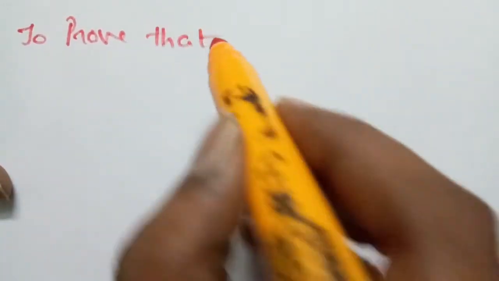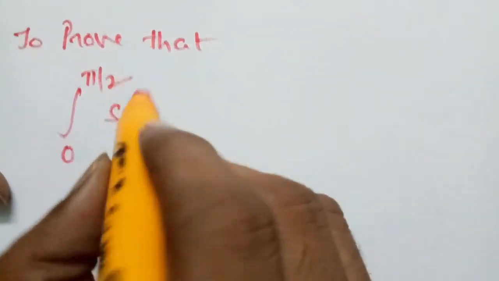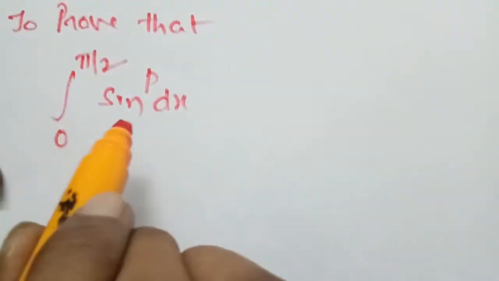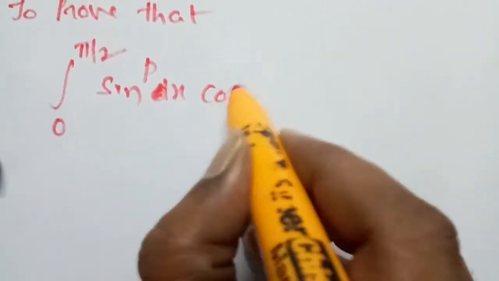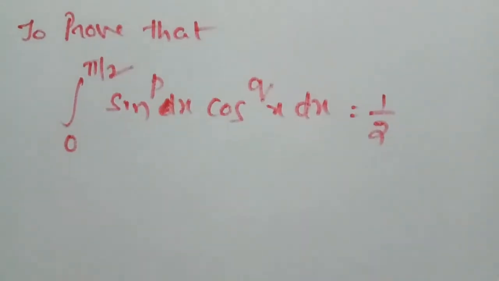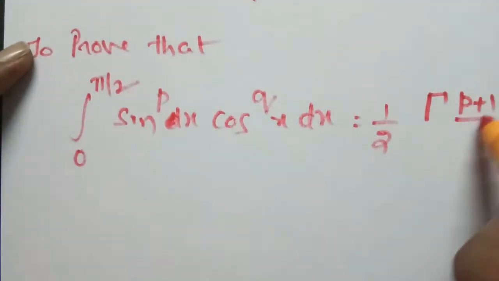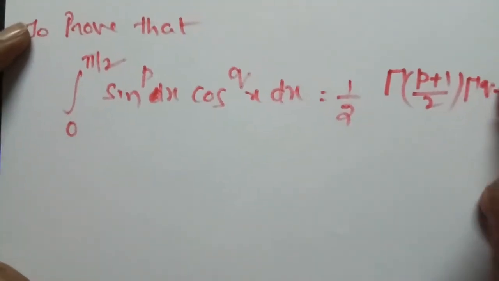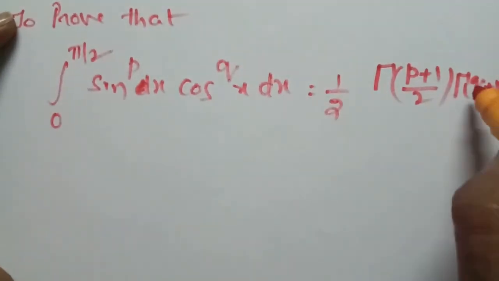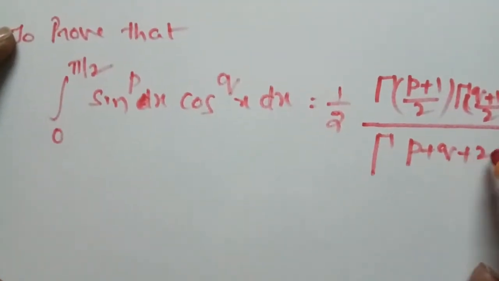Next, to prove that, the integral from 0 to pi by 2 of sin to the power of p x into cos to the power of q x dx is equal to 1 by 2 times gamma of (p plus 1) by 2 into gamma of (q plus 1) by 2, whole divided by gamma of (p plus q plus 2) by 2.